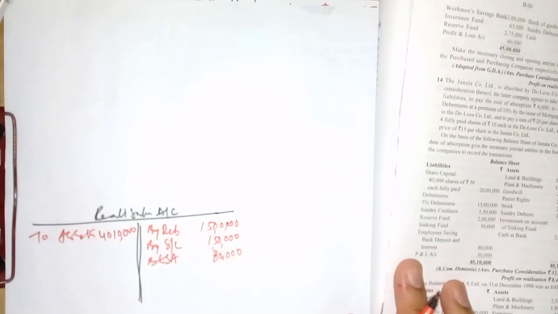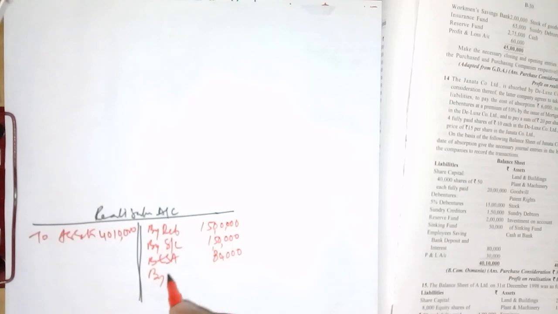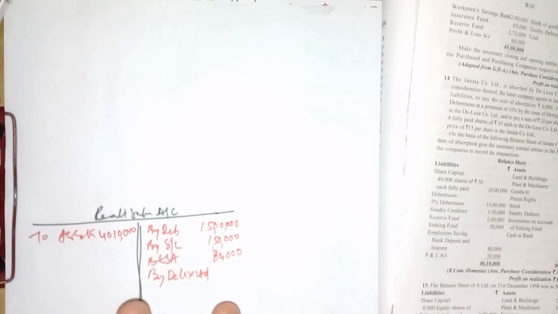Then the third entry, PC due entry by Deluxe Limited. So this posting I am doing based on the ledgers, based on the journal. This ledger posting is totally based on the journal, so directly you can see the journal and write down. So how much is PC? 32 lakhs, right?